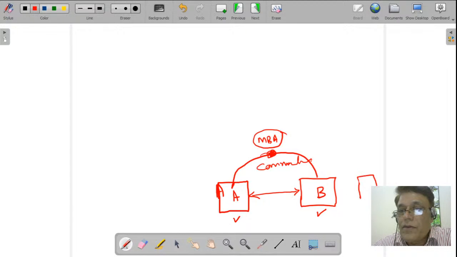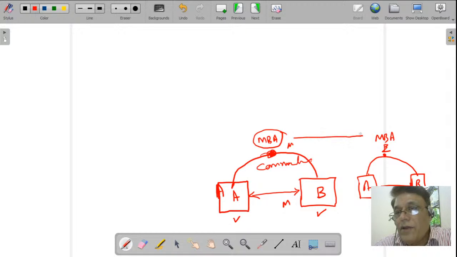Similarly, if sections A and B are in the evening session, and this other is the morning session, definitely they are different, but they have something in common. This is also MBA, but this is the MBA evening class and this is the MBA morning class. When you operate at this level, they are different, but again they have something in common, and that is they are the MBA students of this certain university.